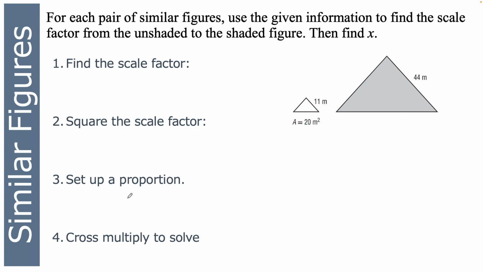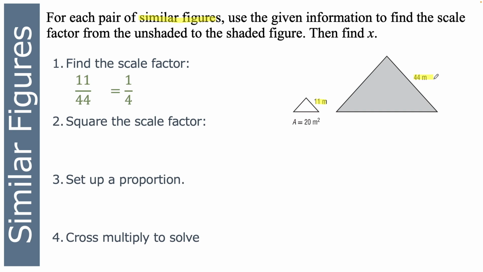Let's try another one. All right, so we have two triangles that are similar. It says we have a pair of similar figures, so that's good. And what do we have? We've got two side measurements, and we're going to use those two for step one, find the scale factor. 11 over 44 reduces to 1/4, all right?